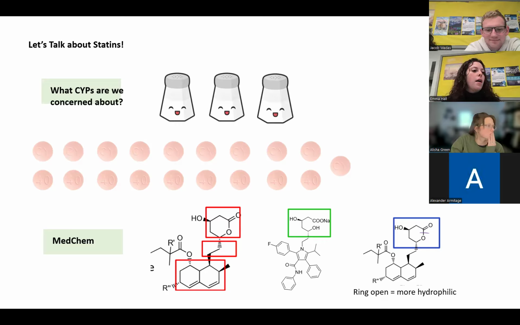So the first one at the top is the lactone ring, right? And then you have the ethylene bridge, and then you have that hydrophobic fatty moiety at the bottom there.